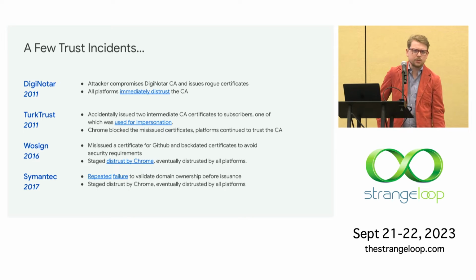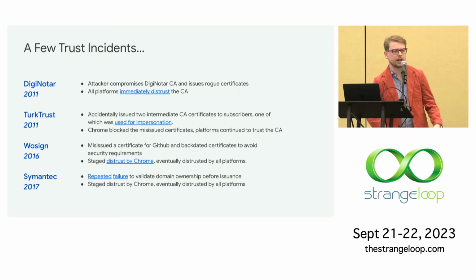In a slightly different vein, WoSign and StartCom back in the 2015, 2016 timeframe. They were backdating certificates to avoid increased security requirements. Specifically, SHA-1 had been deprecated and banned for certs newer than a certain age, and WoSign was issuing certs that said they were from before the cutoffs to get around the requirement. And then similarly, Symantec in 2017 had repeated failures to validate domain ownership for issuance. And they were ultimately distrusted by Chrome.